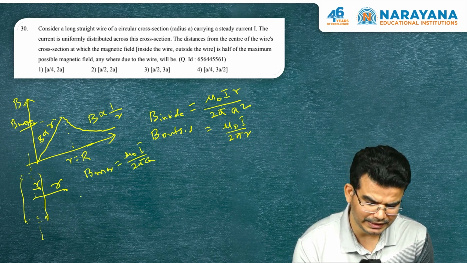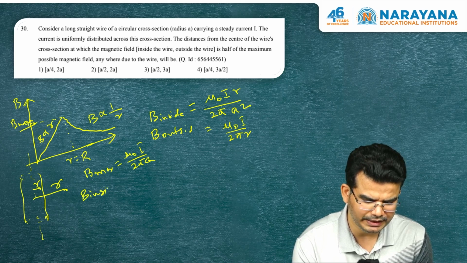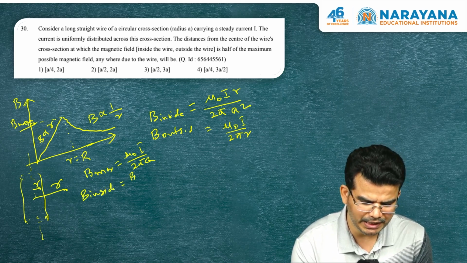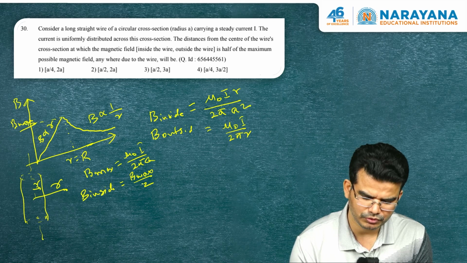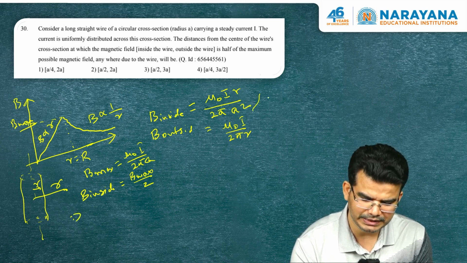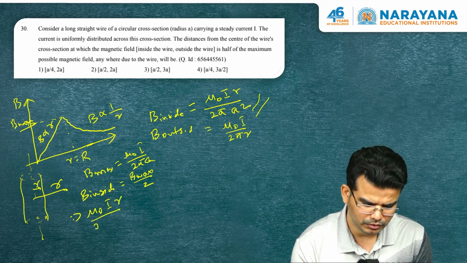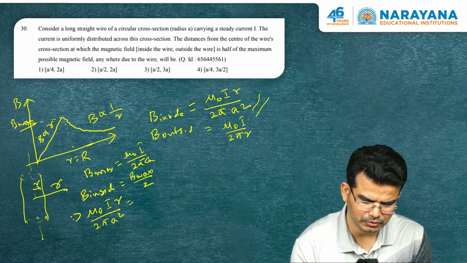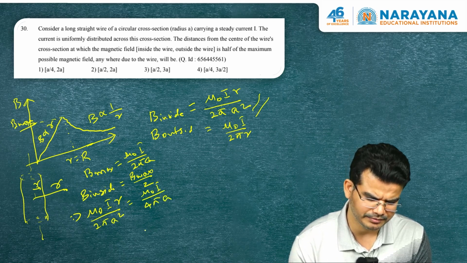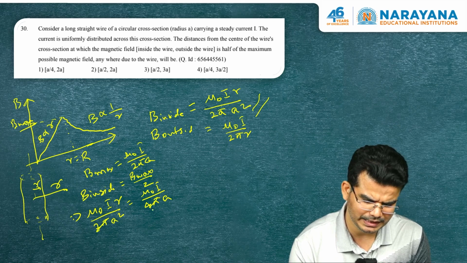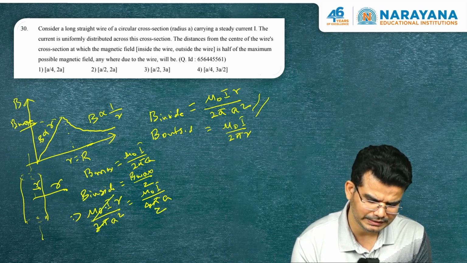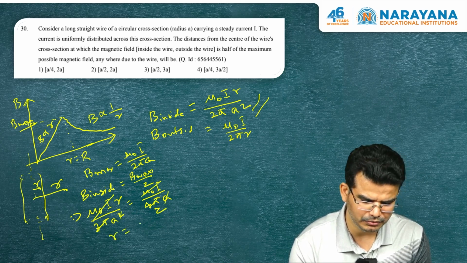Now, what are they saying? For B inside, you have to find a distance r. B inside is B max by 2. So just put the formula of B inside: mu naught I r upon 2 pi a square is equal to mu naught I upon 4 pi a. Very simple case. So mu naught I gets cancelled, one a gets cancelled, and from here we get r equal to a by 2.